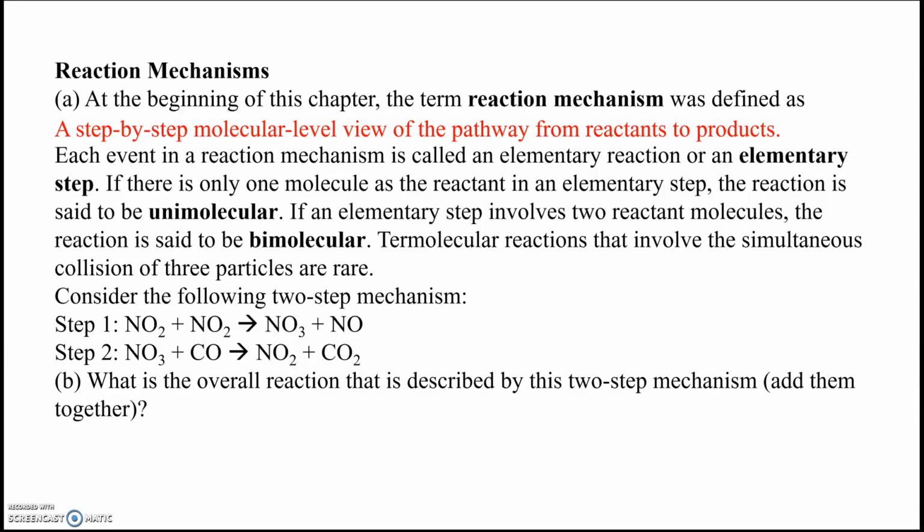So let's look at this first example where we've got NO2 plus NO2 reacting to form NO3 plus NO. Step 2, NO3 plus CO goes to form NO2 plus CO2. What's my overall reaction? Well, in this case, this is sort of like a Hess's law problem in that we're going to add these two reactions together. We're going to see that this gives us NO2 plus CO reacts to form NO plus CO2.